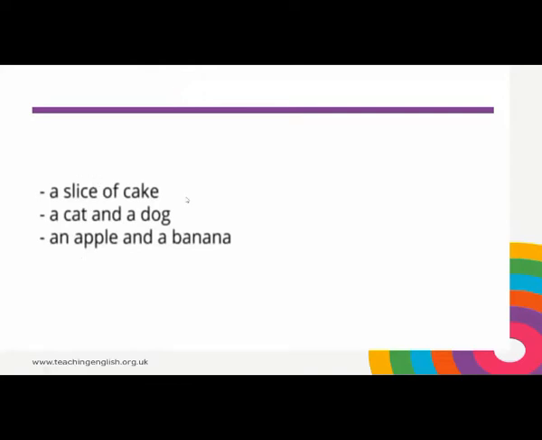Okay, so we can pronounce the first one. A slice of cake. Okay, so where is the schwa here? The beginning. We say a slice of cake. Or of. So there is a schwa here. A slice of cake.